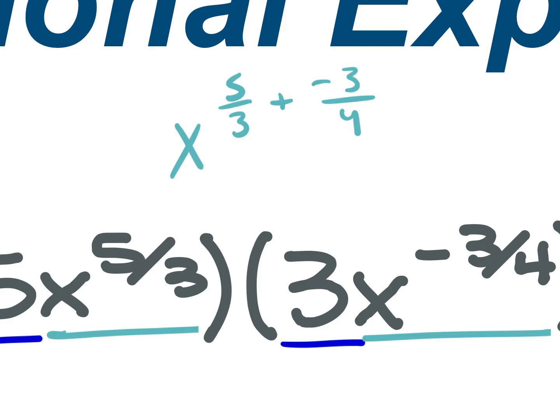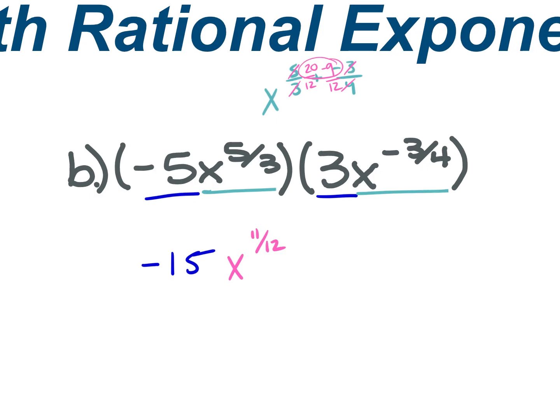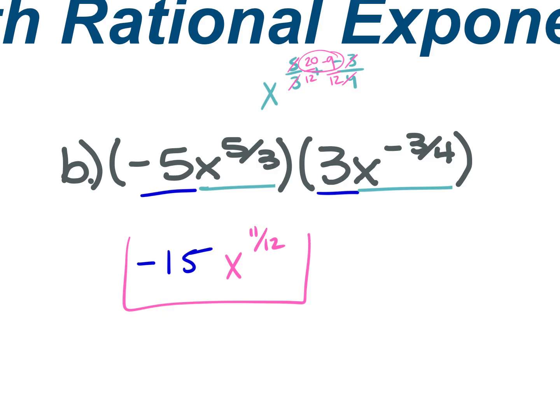12. What do we need to multiply by the first fraction to get 12? 4. So we have 20 over 12. And then what about the second fraction? What do we multiply here? 3. So this would be -9 over 12. So then we can just subtract our numerators. What's 20 minus 9? 11 over 12. So we get x to the power of 11 over 12. So this would be our answer.